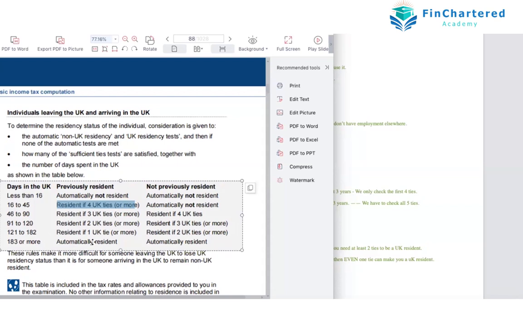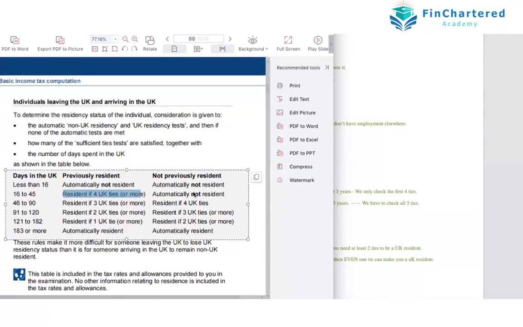Again, 151, 182. Again, what is important is whether you were a previous resident or not a previous resident. In both categories, if you are in the UK for less than 16 days, you are not a resident if you were not a previous resident, and automatically not a resident if you were. Whether you were a resident or not previously, if you've spent less than 16 days in the UK, you automatically become not resident.